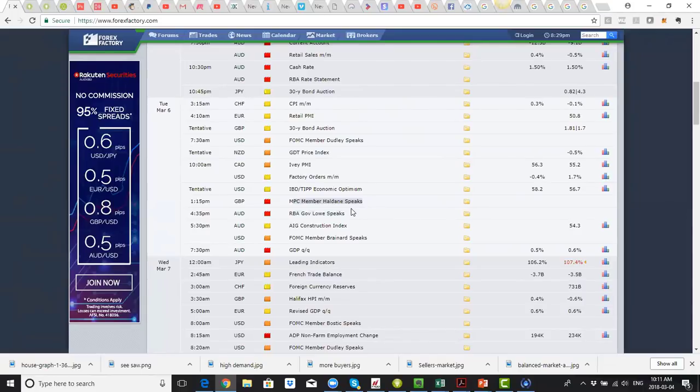MPC member Haldane's comments, any of them that suggest the Bank of England is ready to change monetary policy, would be positive for the British pound. However, overall, the British pound has really been impacted by Brexit issues.